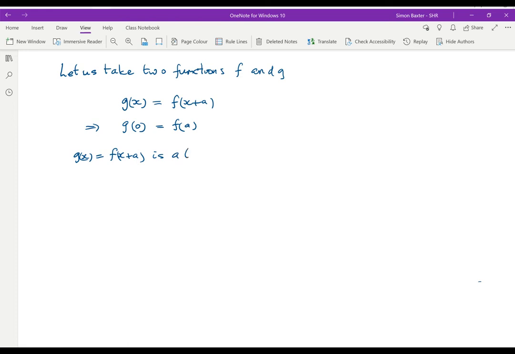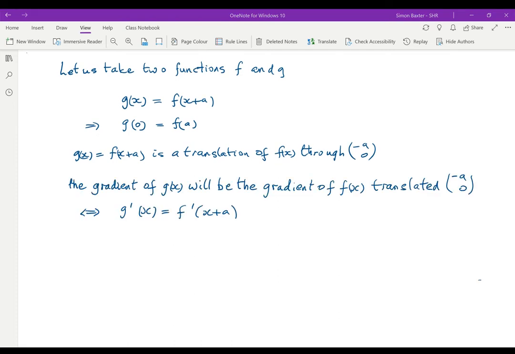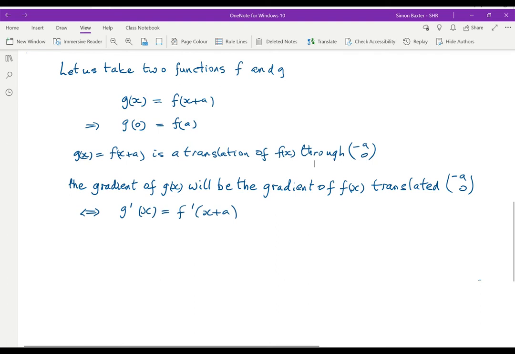is a translation of f(x) through (-a, 0). The gradient of g(x) will be the gradient of f(x) translated through (-a, 0). In other words, g'(x) is the gradient of f translated through (-a, 0).